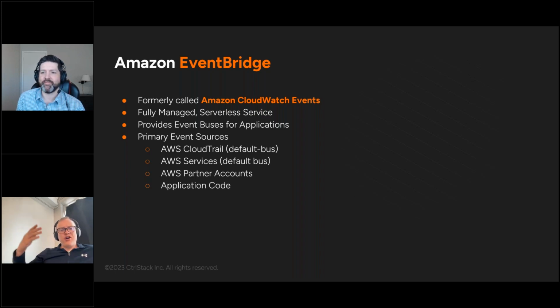And then there's a couple other things that can happen. You can partner with AWS partners, such as Control Stack. These are basically external tools that want to fire events into your system that you would respond to. As well as your own application code, as I mentioned before, you might want to use EventBridge as your own event bus instead of implementing some sort of partially managed or self-managed solution.